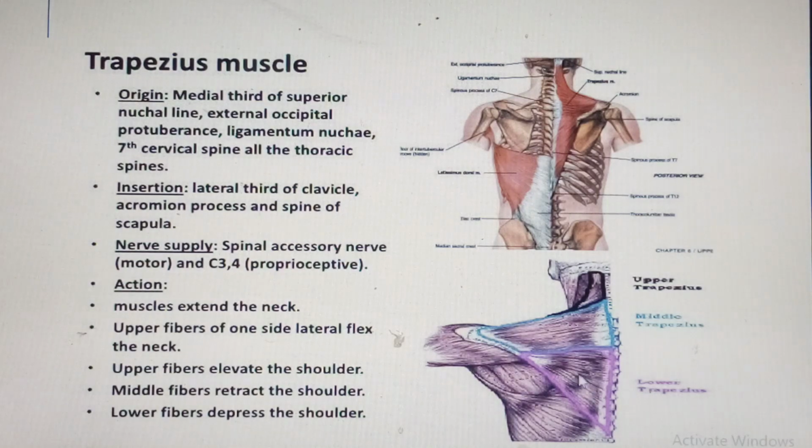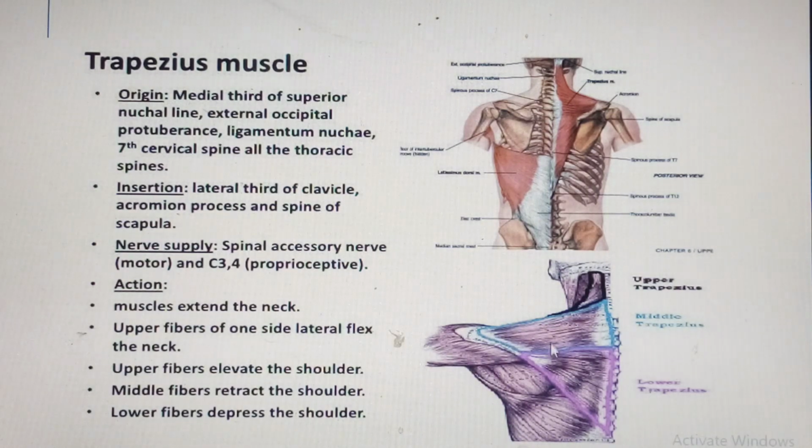But at the end of the day, the point of insertion is going to be in three main areas. It will insert on the lateral third of the clavicle, apart from that the acromion, and then the spine of the scapula. That will be the insertion point.